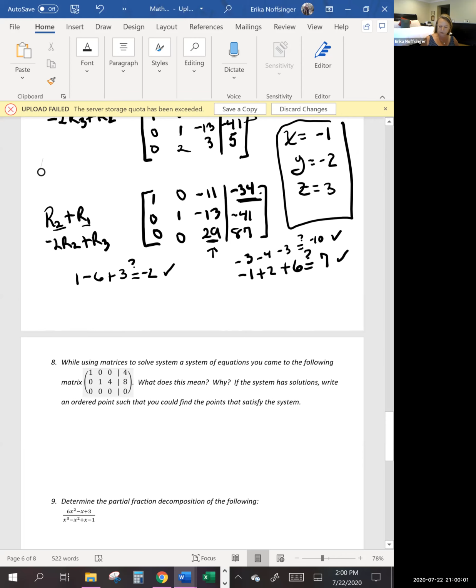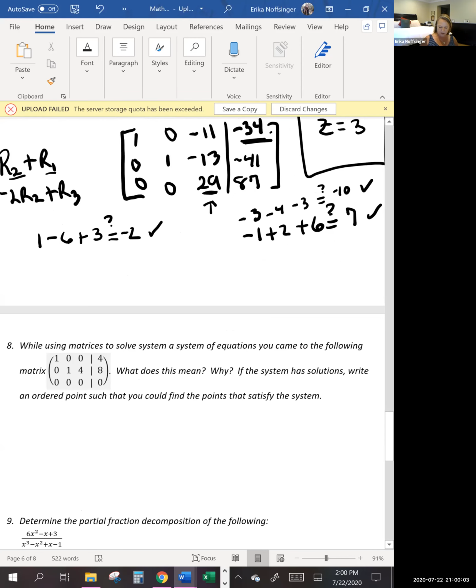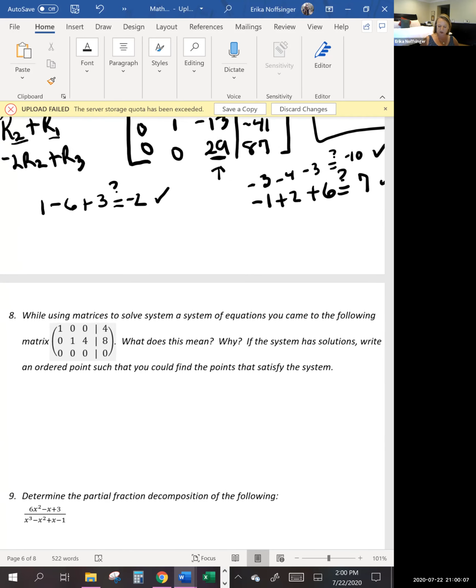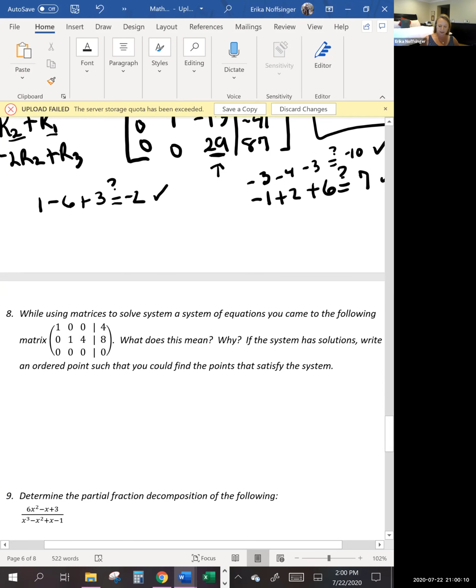Okay, so the next question is great. While using matrices to solve a system of equations, you come up with the following matrix. What does this mean? Why? If the system has a solution, write an ordered point such that you can find the points that satisfy the system.